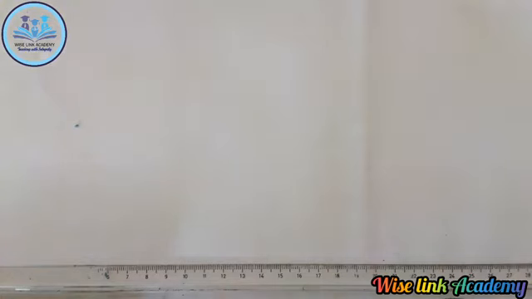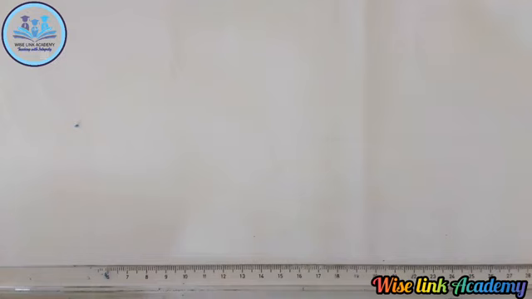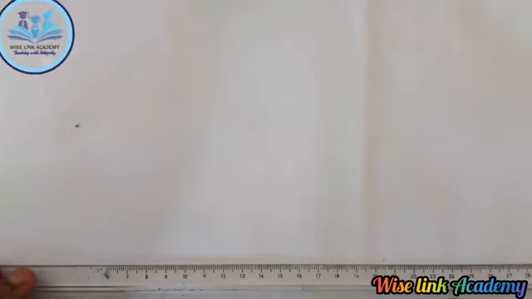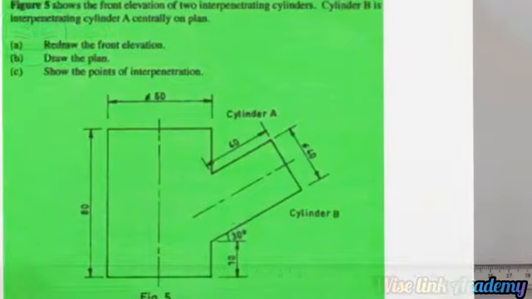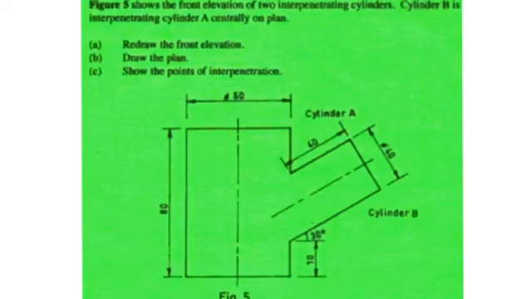Today we want to draw the interpenetration, that is, the interpenetrating arc and plan and interpenetrating point and the front elevation. This is the question shown below. Figure 5 shows the front elevation of two interpenetrating cylinders. Cylinder B is intersecting cylinder A centrally on plan.